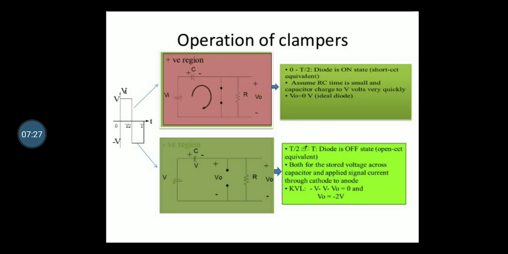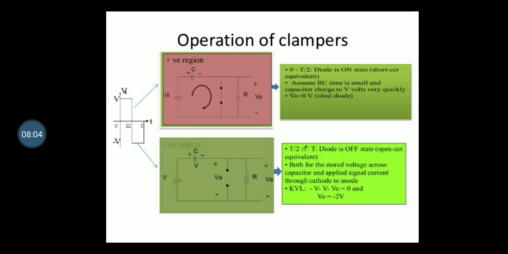So these are the operations of a clamper. Let us look into this with the diagram. These are the positive region and the negative region. During the positive region, from time period 0 to T/2, the diode is in the on state. Hence, the RC time period is small and the capacitor charges to voltage V. Also, the output voltage V0 is equal to 0 volts, in the case of an ideal diode.